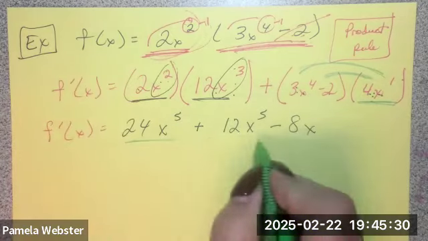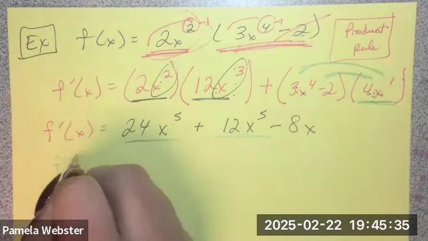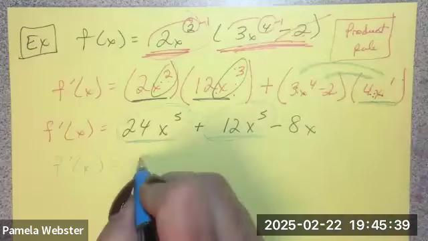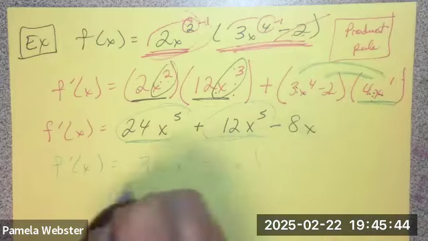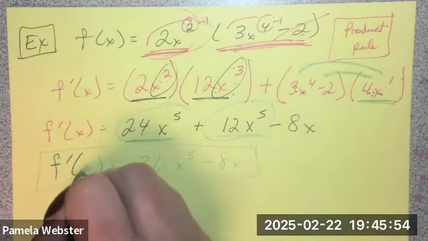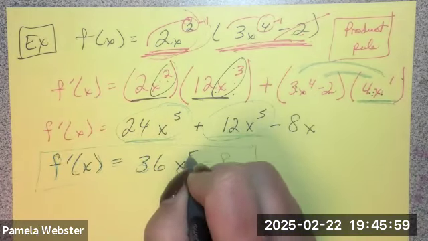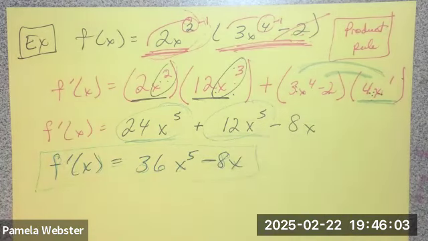And now I see I have like terms I can combine. So f prime of x equals 24x to the fifth plus 12x to the fifth is 36x to the fifth minus an 8x. They're just kind of along for the ride. Minus 8x. That is really light. I don't know why that pen is coming out really light. 36x to the fifth minus 8x. There you go.